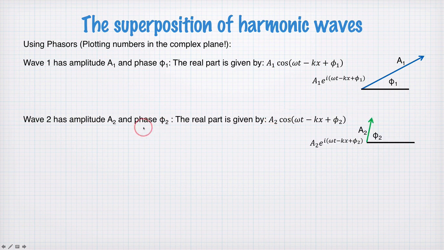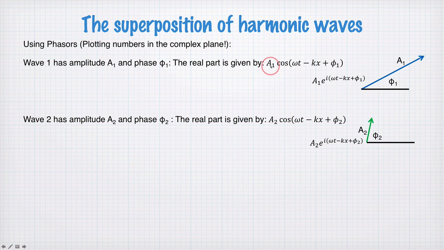Let's look at a second wave now. It has wave 2 with amplitude A2 and phase phi2. This will be the real part here. If we draw it in the complex plane at t equals 0 and x equal to 0 again, we have some angle phi2 and some amplitude A2. How do we add these two waves together?